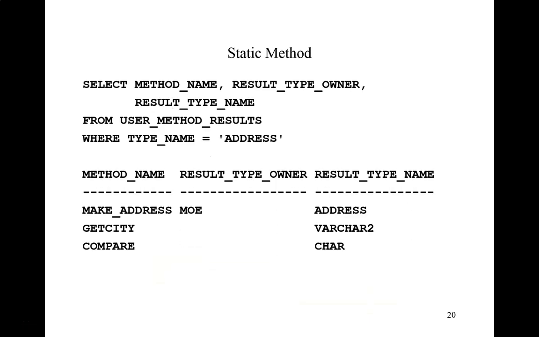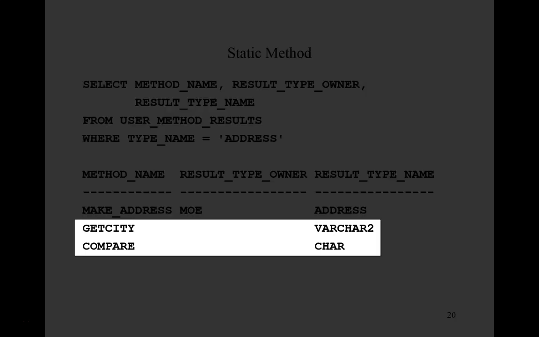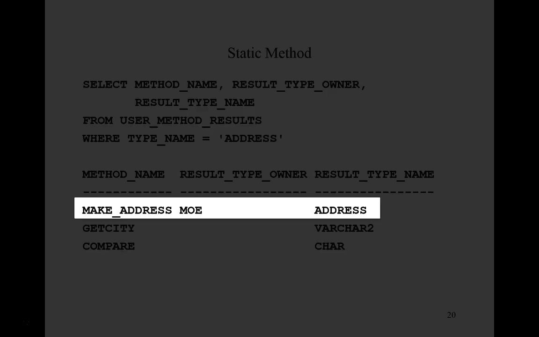The user method results query is a little bit more interesting than what we saw previously. Here we again see getCity and compare indicated as returning built-in data types, and the result type owner for these rows is the null value. But given that address is not a built-in type, but a user-defined type that resides in the schema of Mo, or is owned by Mo, we now see the result type owner column populated with a value other than null.